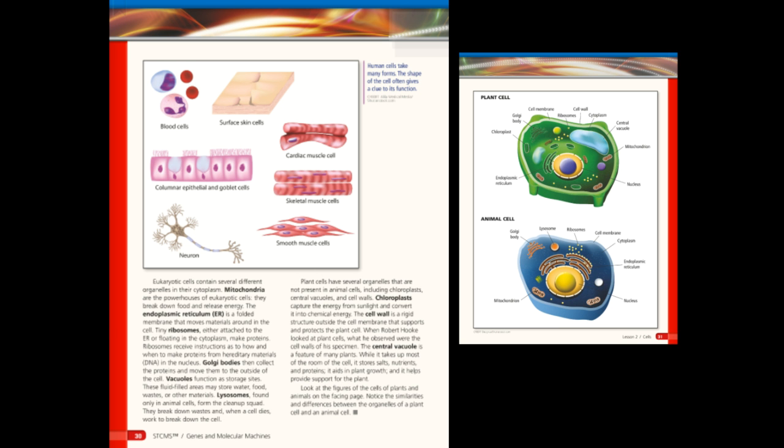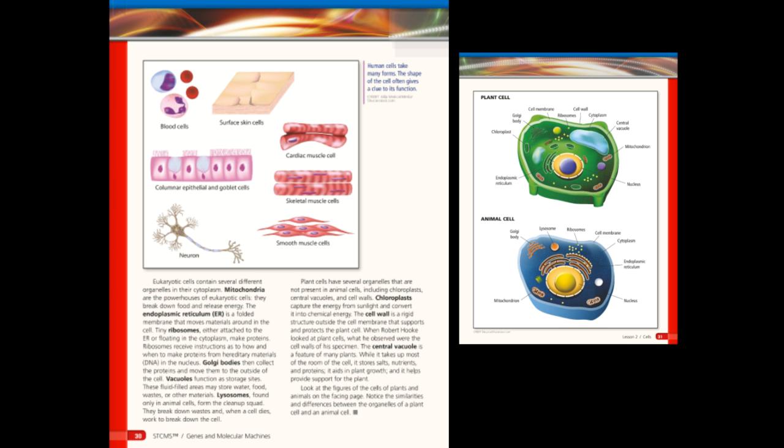Eukaryotic cells contain several different organelles in their cytoplasm. Mitochondria are the powerhouse of eukaryotic cells. They break down food and release energy. The endoplasmic reticulum, or ER for short, is a folded membrane that moves materials around the cell. Tiny ribosomes, either attached to the ER or floating in the cytoplasm, make proteins. Ribosomes receive instructions as to how and when to make proteins from hereditary material, or DNA, in the nucleus.